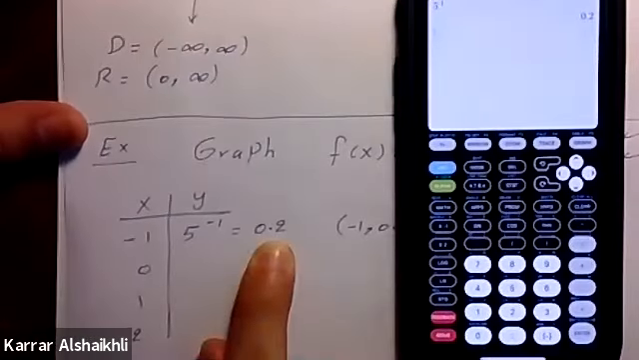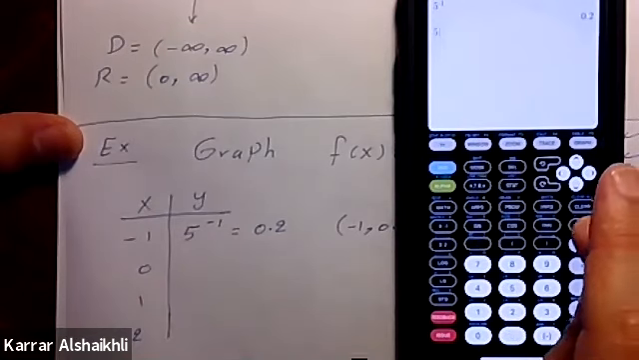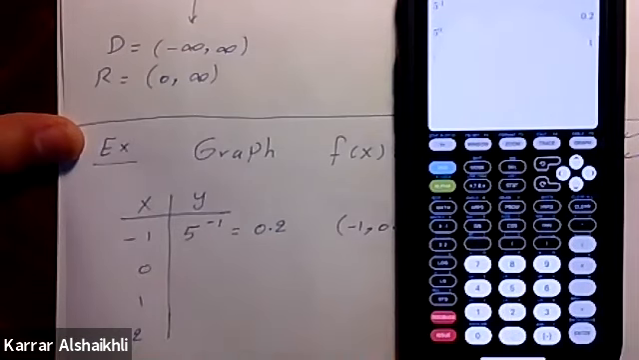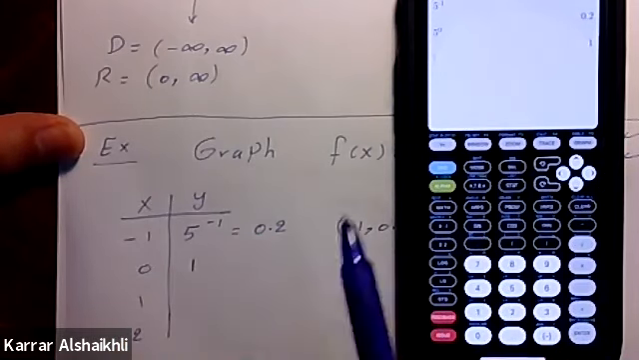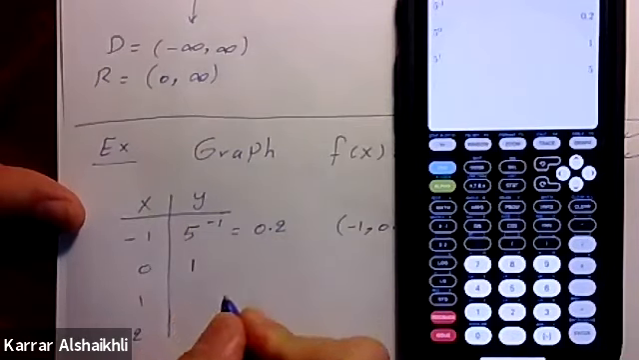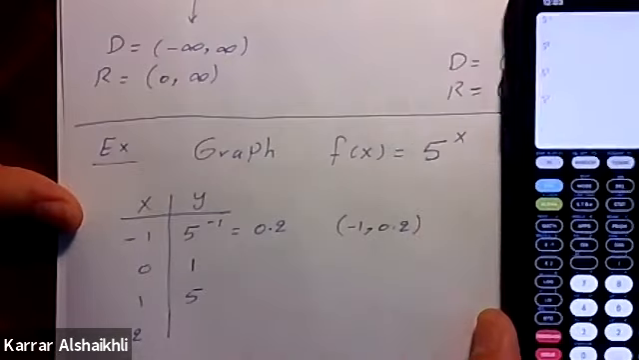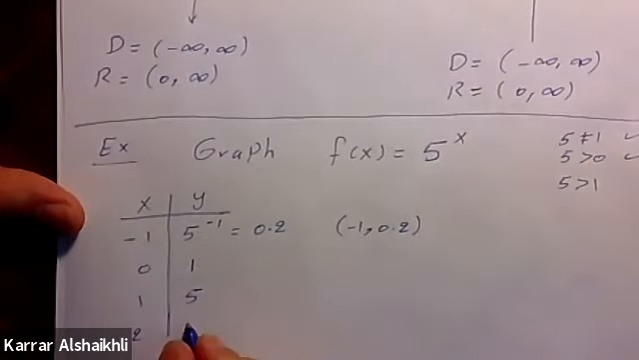The second number, we're going to plug in 0. 5 to the exponent 0 is going to be 1. So the second number is going to be 1. The third one, we're going to plug in 1. 5 to the exponent 1 is going to be 5. That means here is going to be 5. Now we're going to plug in 2 instead of the x. So it's going to be 5 to the exponent 2, and it's going to be 25. So here it's going to be 25.